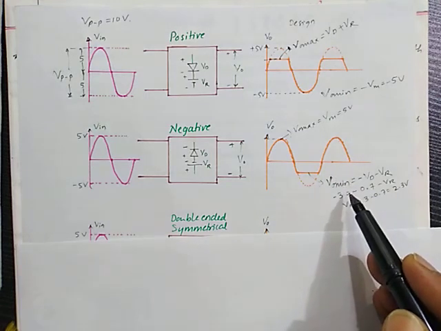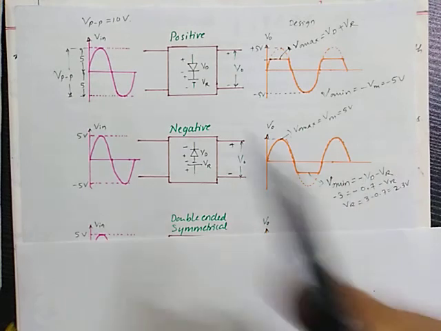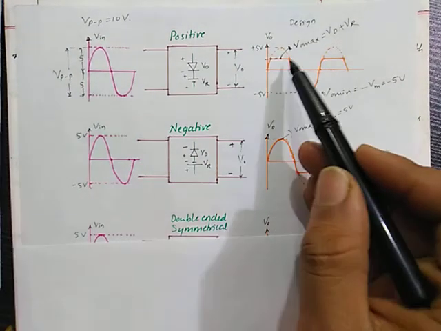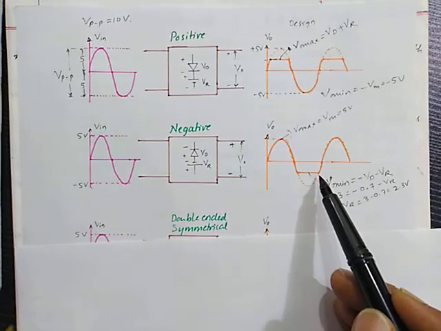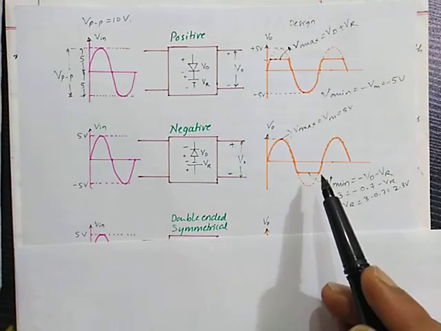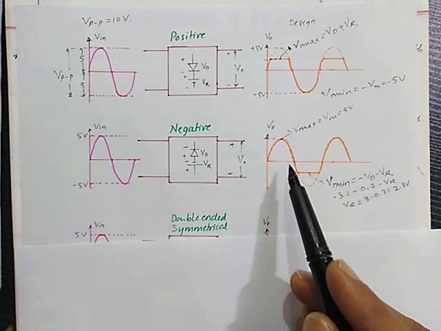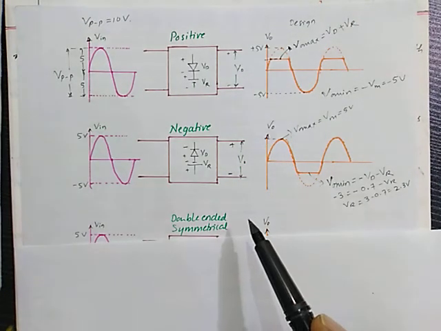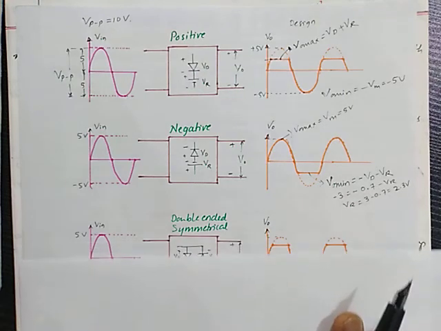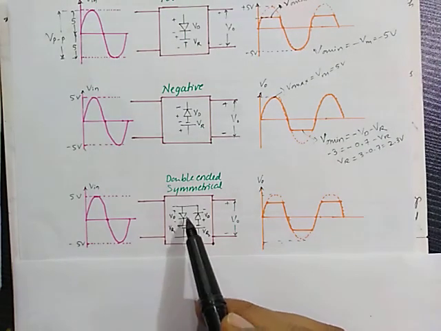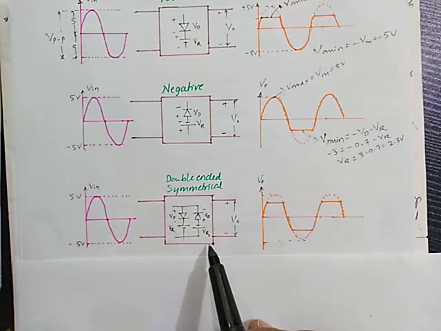Now in case of double-ended clipper, both positive clipper and negative clipper are combined together in order to clip off positive half cycle as well as negative half cycle at the desired level. Now due to the clipping levels, there may be two possibilities. One is symmetrical, another one is asymmetrical. So in case of double-ended symmetrical clipper, both the positive half cycle and negative half cycle are clipped at equal levels.